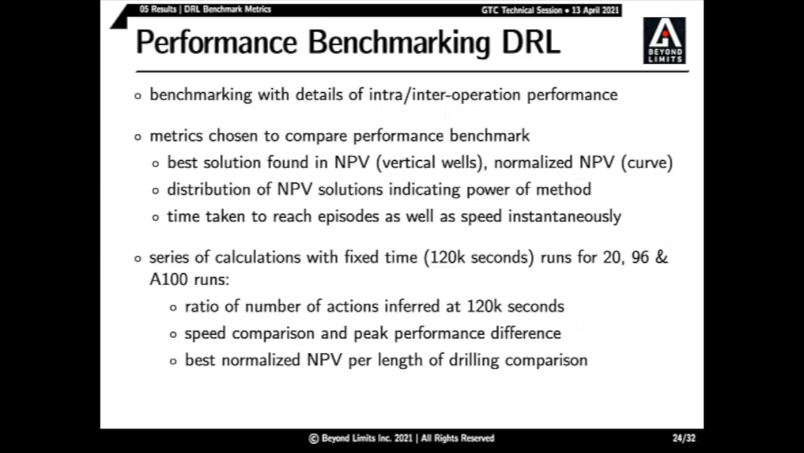For this purpose, we run a series of RL calculations with a fixed time of 120,000 seconds using 20 logical CPU cores, 96 logical CPU cores, and compare it with A100 hybrid runs. While we are doing this, we observe the number of actions that are inferred at the end of the time period. We figure out the speed indicative of the peak performance during this time. And finally, we obtain the best normalized NPV at the end of the calculation, and this is used for the comparison.